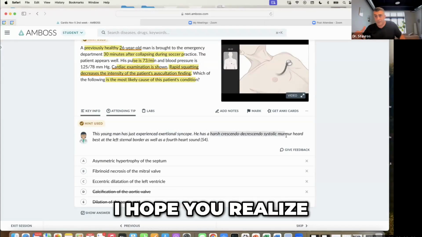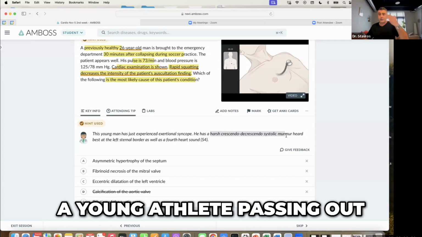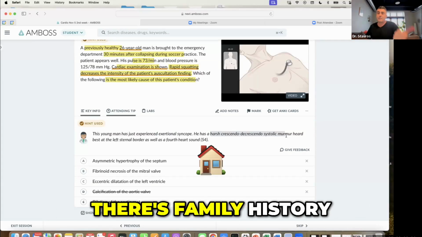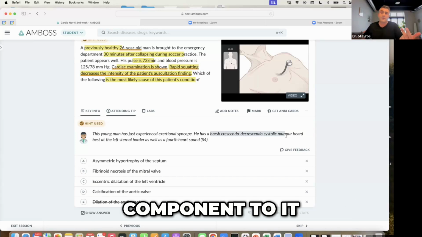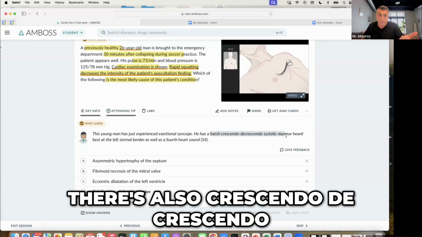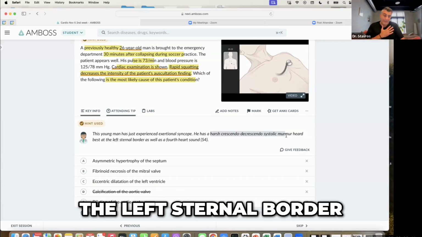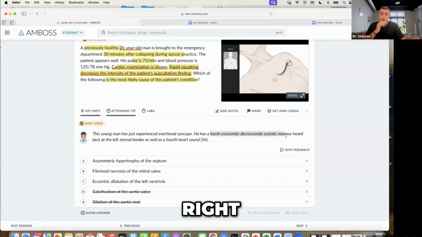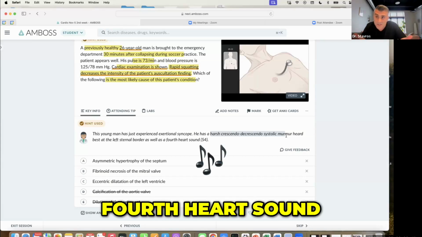I hope you realize that HCM isn't just a young athlete passing out. There's family history. There's a genetic mutation component to it. There's also the crescendo-decrescendo murmur, right, heard at the left sternal border, as well as a fourth heart sound.